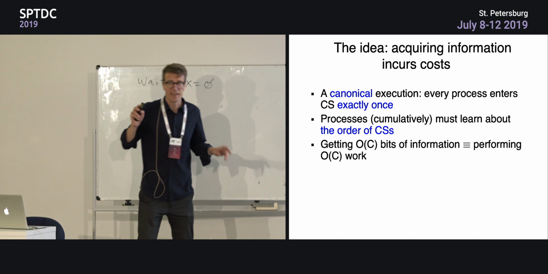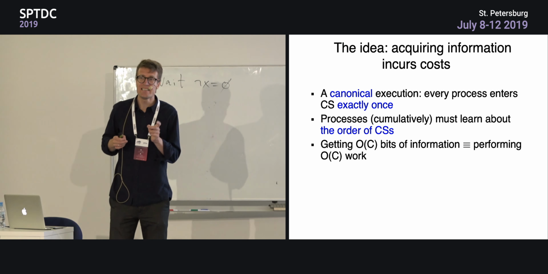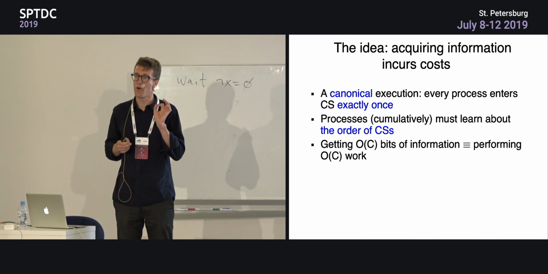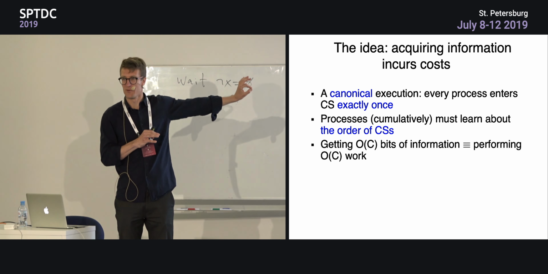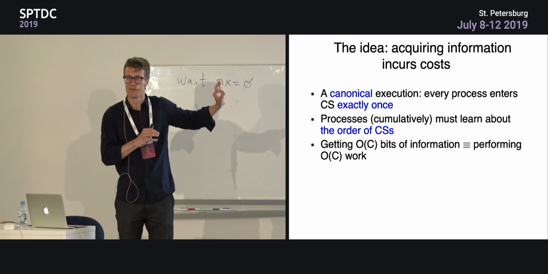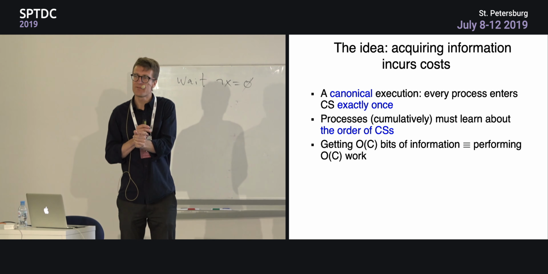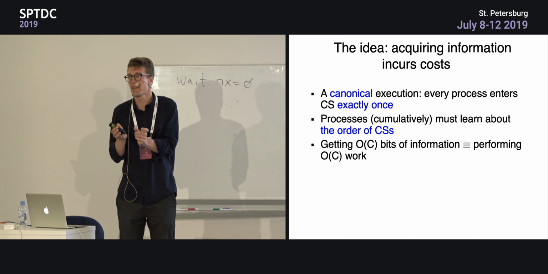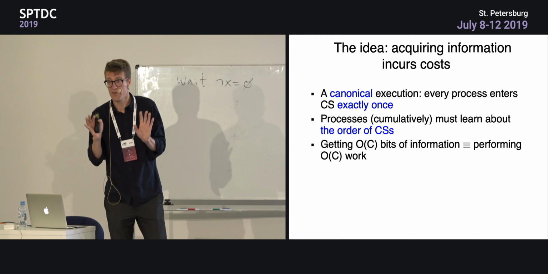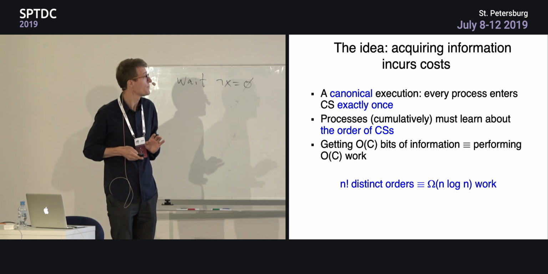So again, the intuition is getting C bits of information about the order. It's not a theorem. I'm not going to prove it now, but it's just the intuition. Earning C bits of information about the order of steps, the order of critical sections, somehow it's C work, C number of RMRs, if you want. Okay, so this is one of the things to be proved.